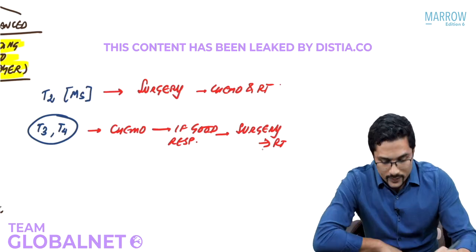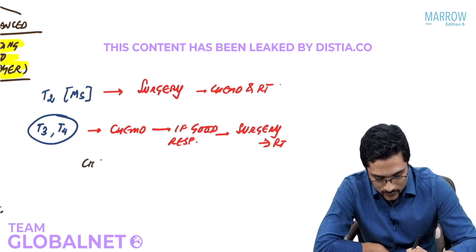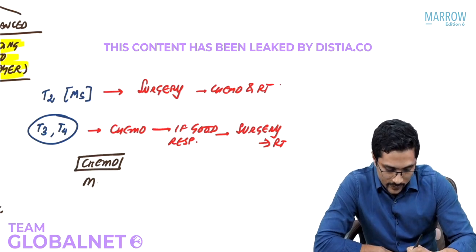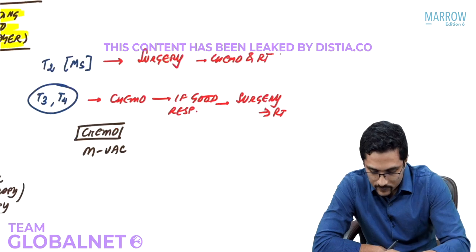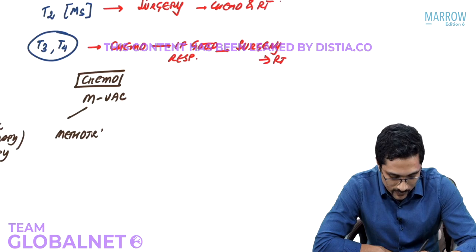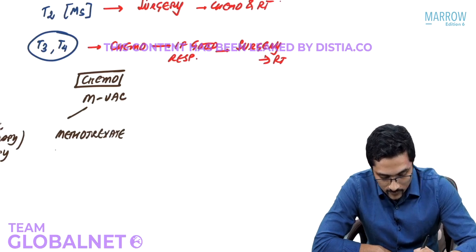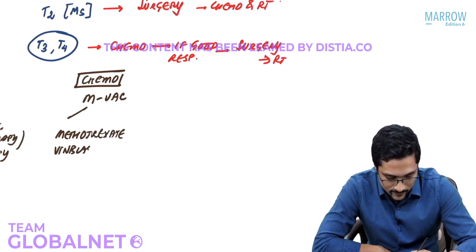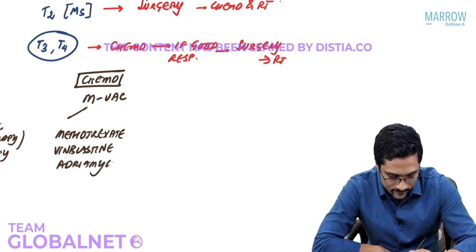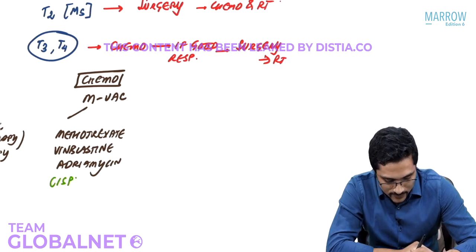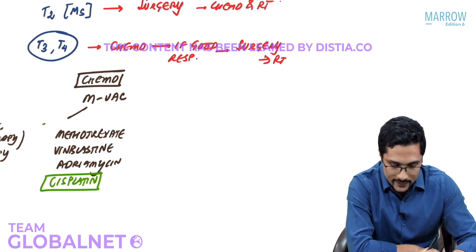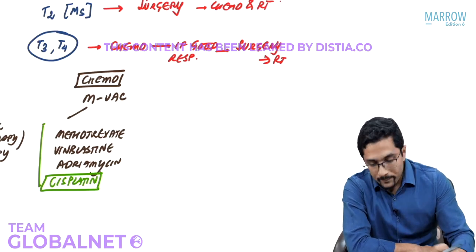Right? Now, what is the chemo which is given in bladder cancer? So usually T3, T4 are given chemo, and the chemotherapy regime is the MVAC regime. Which has methotrexate. M is for methotrexate. V is for vinblastine. A is for adriamycin, and C is for cisplatin. That is the MVAC regime which is given in these patients.